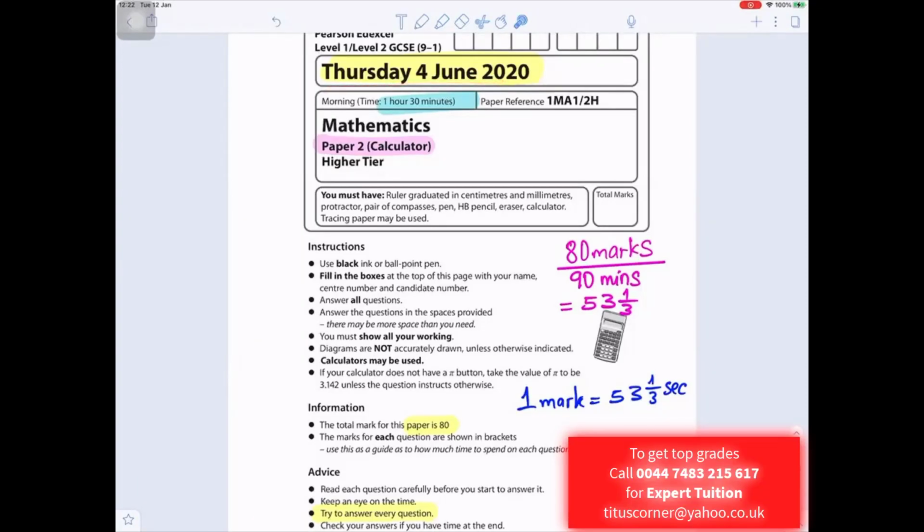Thursday, 4th June 2020. Mathematics, paper 2, calculator, higher tier.